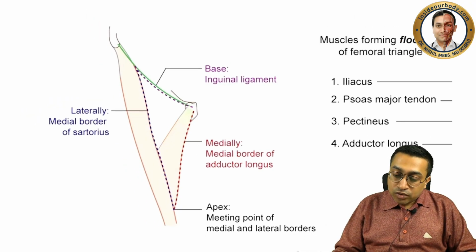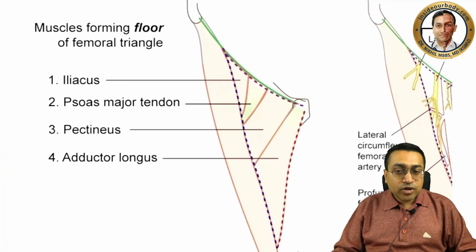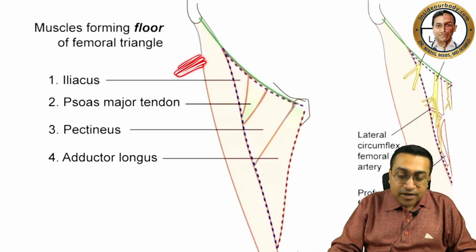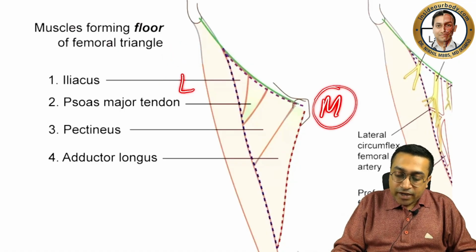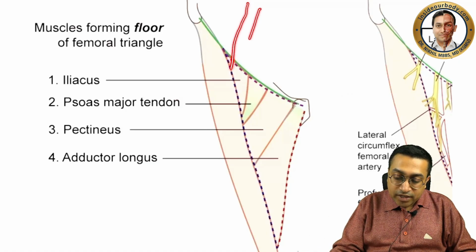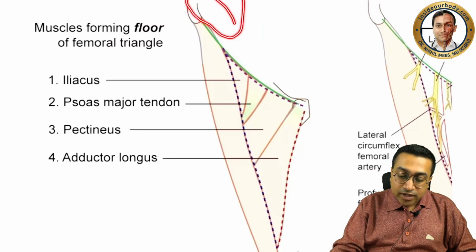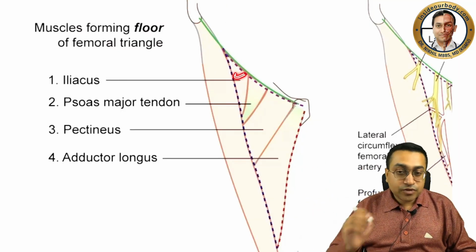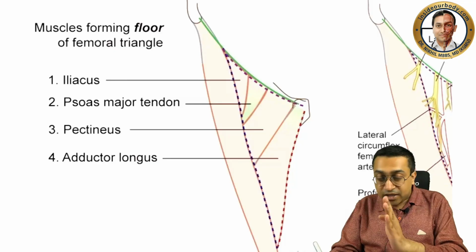Okay, so what are the muscles which are forming the floor of the femoral triangle? I think you have heard these names previously. The sequence of the muscles is very important. You can imagine the iliopsoas tendon, if you remember, which has the psoas major and iliacus. The iliacus from the iliac fossa is more lateral to the psoas major. So you can remember that way: iliacus first if we talk from lateral to medial. Then psoas major tendon, which is more medial to the iliacus.